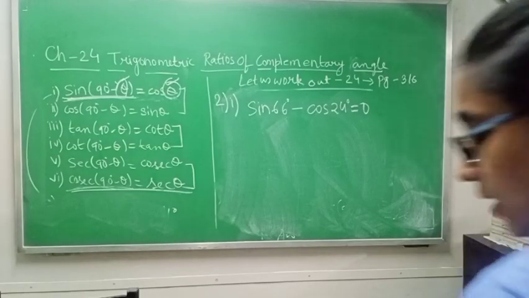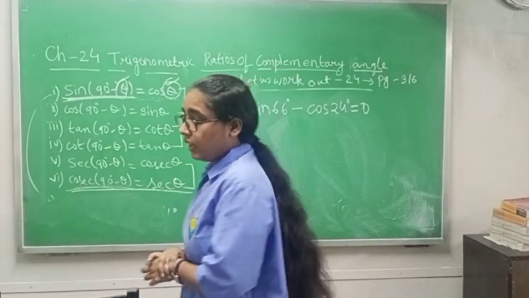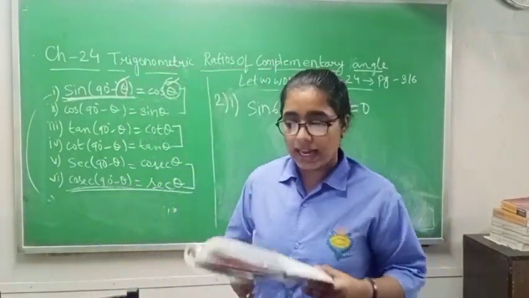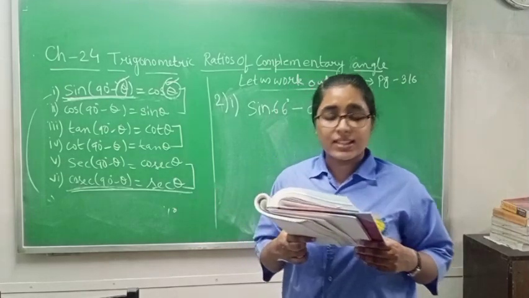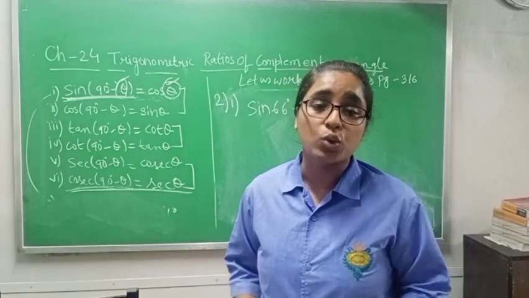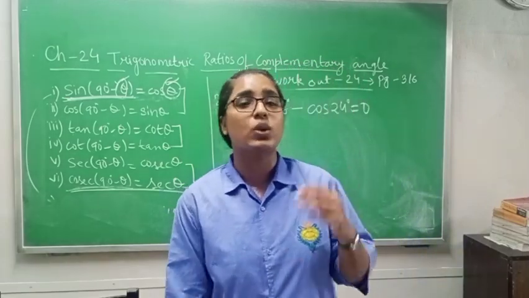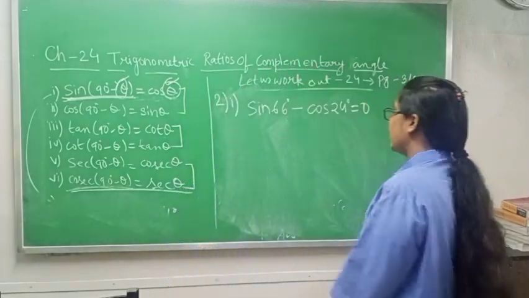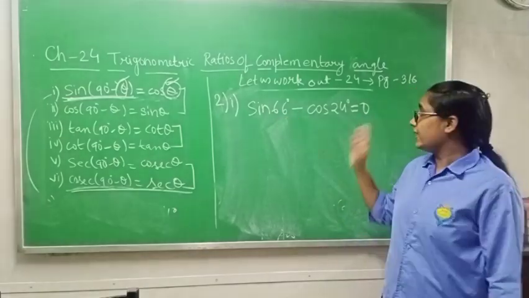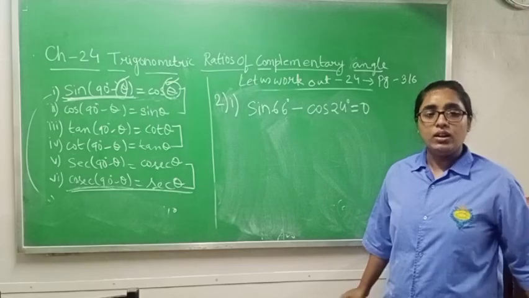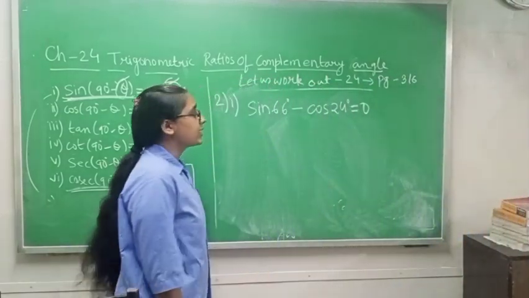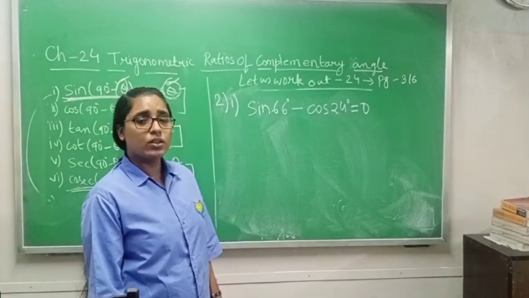Now class 10, see question number 2.1. In question number 2, please open your book and see, it is written: show that, Roman 1, sin 60° − cos 24° = 0. Show that means you have to prove that LHS equals RHS. It means that when you solve LHS, you must get 0, so that LHS and RHS will be equal. So the question is sin 60° − cos 24° = 0.